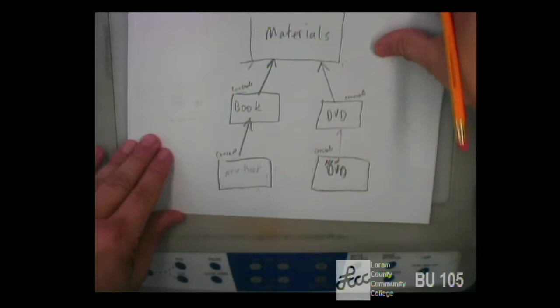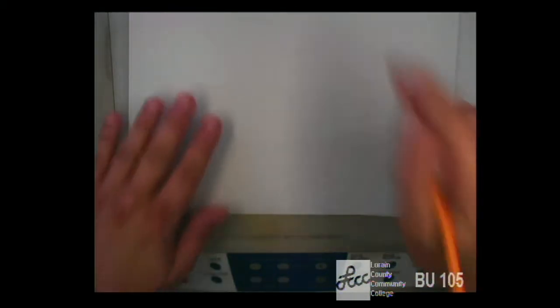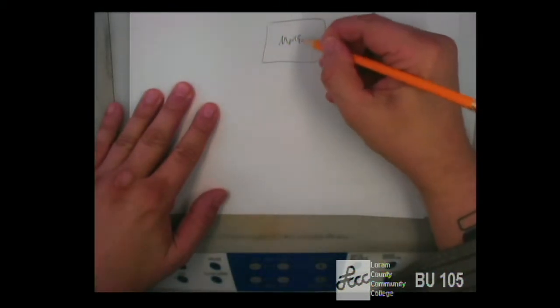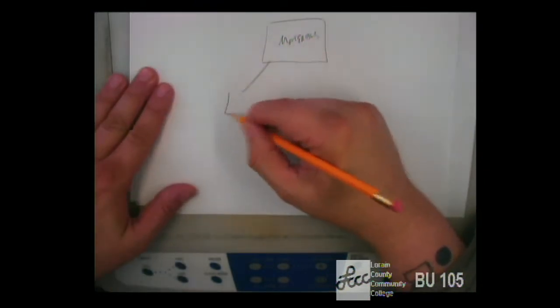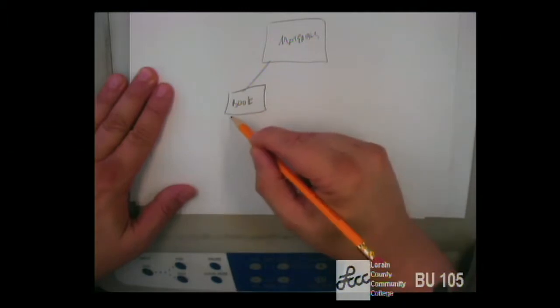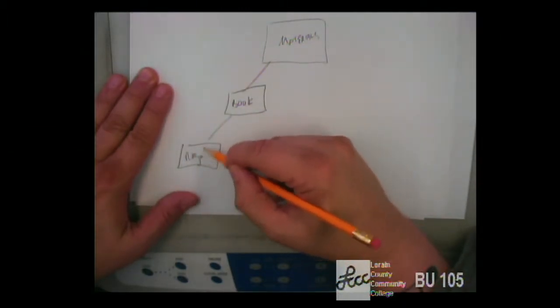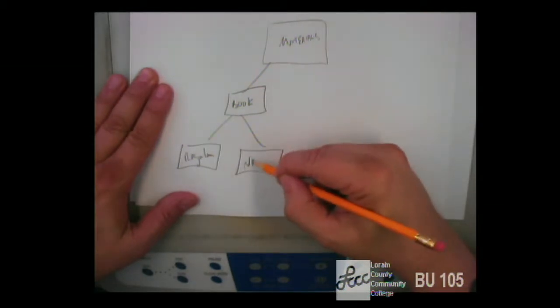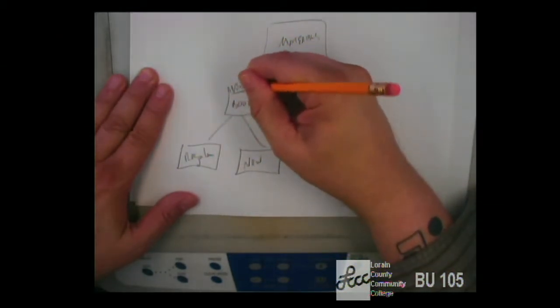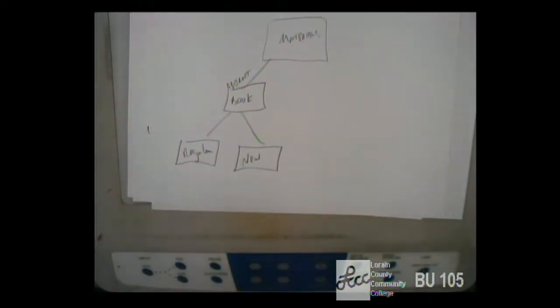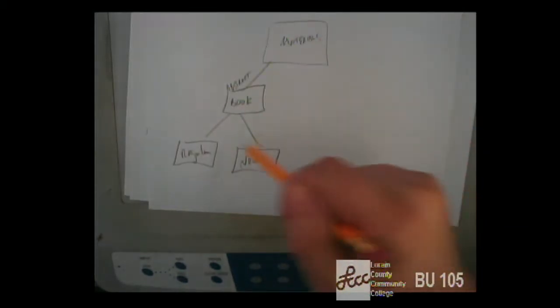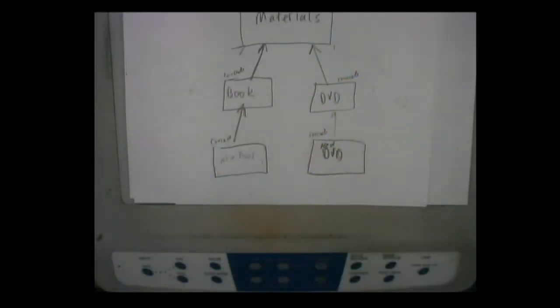Now, I don't want to confuse folks, but I could do this if I wanted to. Materials, book, regular book, new book. And then I could make this an abstract class. Because, well, it's not enough to say you're checking out a book. You have to say, am I checking out a regular book or a new book? All right, so I could do that. But the way this problem is, so if you did this, that's okay. All right? But this is also acceptable as well.